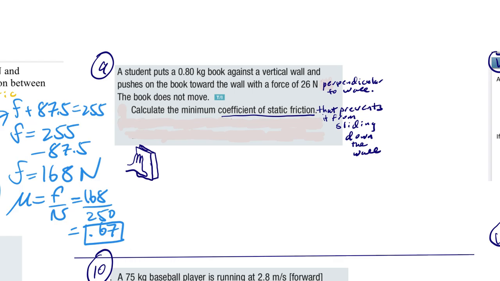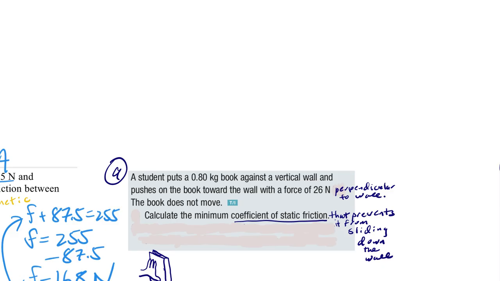Okay, let's look at this one. I'm going to go right up here on this one. So there's the mass against the vertical wall, like I showed in this picture, with a force of 26 newtons. That's the applied force. The book does not move. Now, I'm pushing it as lightly as I can. So I want to find the minimum coefficient of static friction on this wall. So that is mu s, right? Mu s is F over normal force.